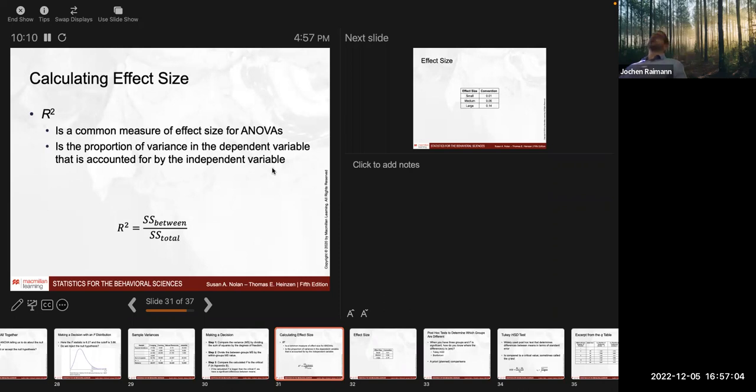The omega squared is a continuation of the R squared, which is further adjusted arithmetically for the degrees of freedom. Thereby it gives you a lower estimate of the effect size and accounts for the sample size within the sample. But we will not approach this arithmetically, though you have it in the book.